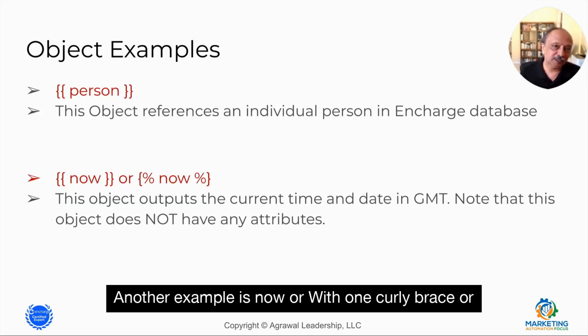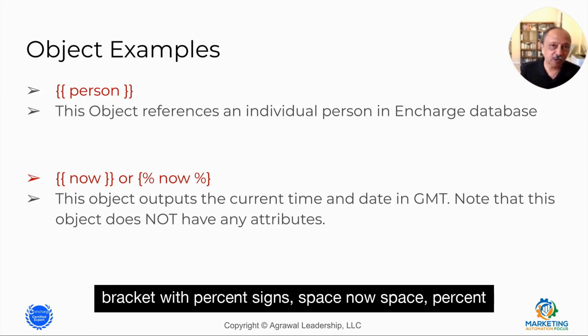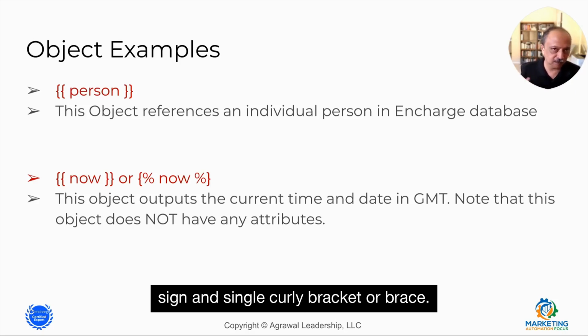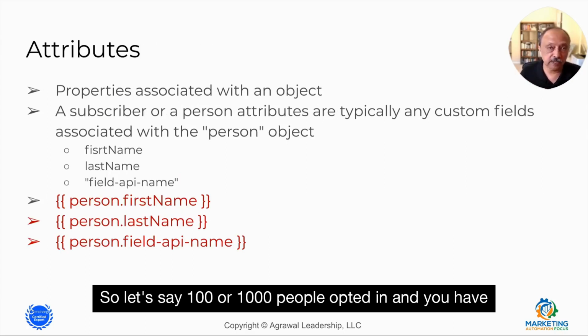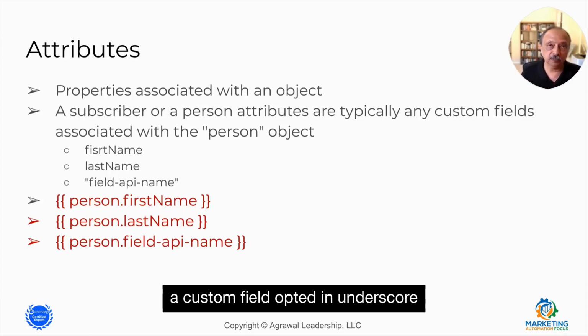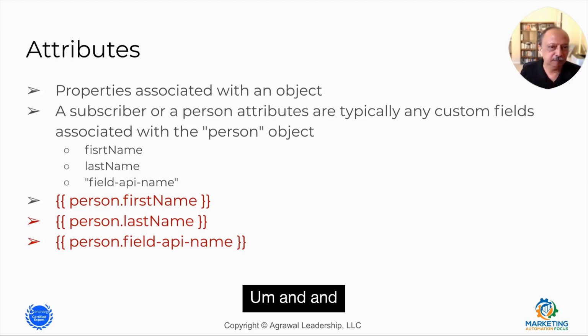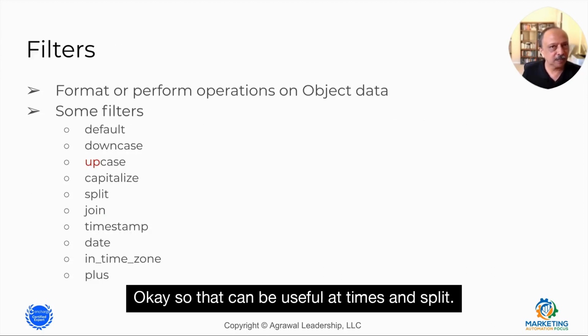Another example is now, with one curly brace or bracket with %, space, now, space, %, and a single curly bracket or brace. So let's say 100 or 1,000 people opted in, and you have a custom field opted in underscore ebook or whatever that custom field is. Okay, so that can be useful at times.